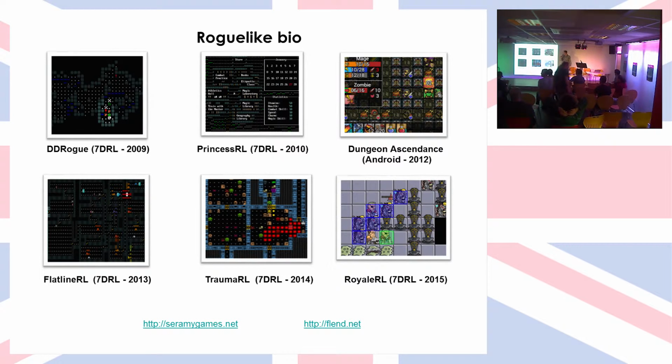Okie dokie. So, before I actually go on to that, I'll tell you a little bit about myself. I've written a number of 7-day RLs, starting with DD Rogue in 2009, which was meant to have sort of DDR-like dance moves, special moves in it. I then moved on to Princess RL, which was sort of vaguely Princess Maker-themed kitchen sink roguelike. I took a couple of years off to write a commercial game on Android called Dungeon Ascendants. Then I returned to ASCII with Flatline RL, which was Hotline Miami inspired, sneak around behind robots and throw knives at them kind of game.